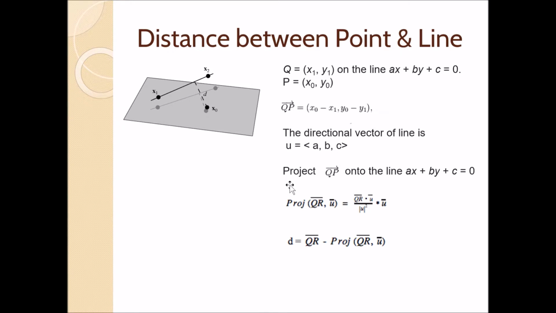We then can project PQ onto the line and just follow the form that we've been talking about for a little while, and you can find that your distance will equal the vector U minus the projection of QR onto U.